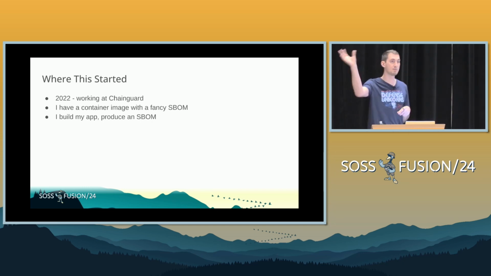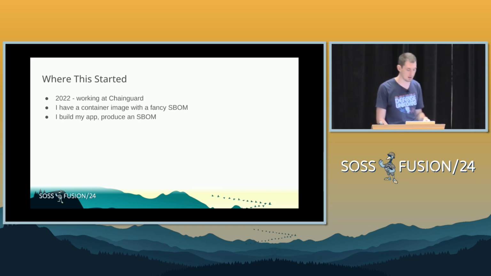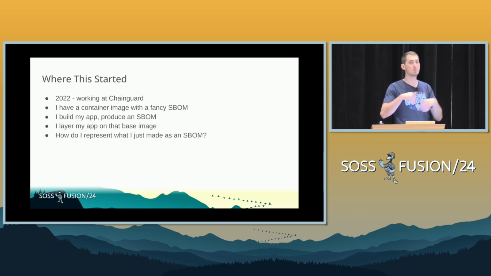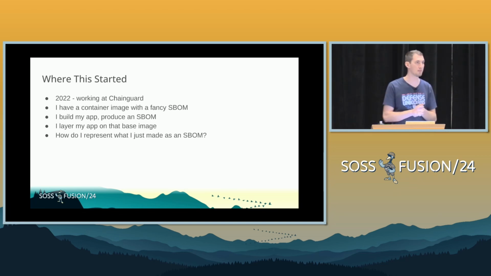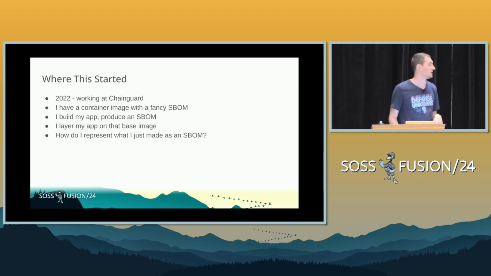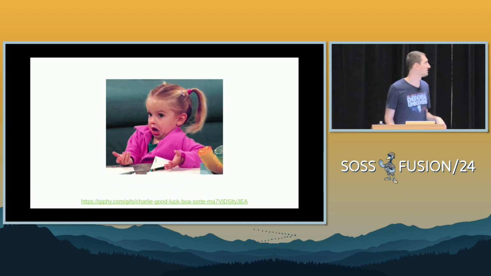So now I have this base container image, which has an SBOM, and I have my application, which has its own SBOM. So I take my application, I put it on top of that base container image. How do I represent what I just did as an SBOM? Do I take the two, smush them together? Do I generate a new one with my binary in it? I had no idea. And all the people I went and talked to kind of gave me this like, well, I don't actually know how to do that.